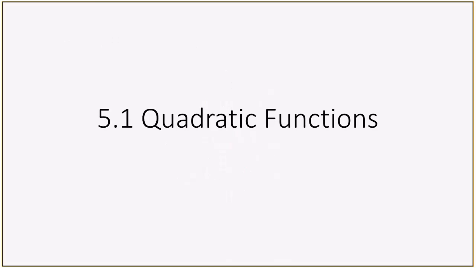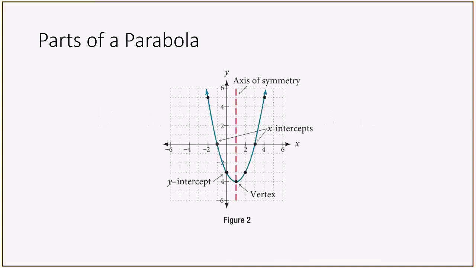Section 5.1, quadratic functions. We've talked about quadratic functions before, and we've talked about factoring before, possibly briefly. We're going to focus more on the graphing and the properties around what would make a parabola look a little bit different. Some helpful terms: we've seen x-intercepts before, we've seen y-intercepts before. The new terms are the axis of symmetry and the vertex.